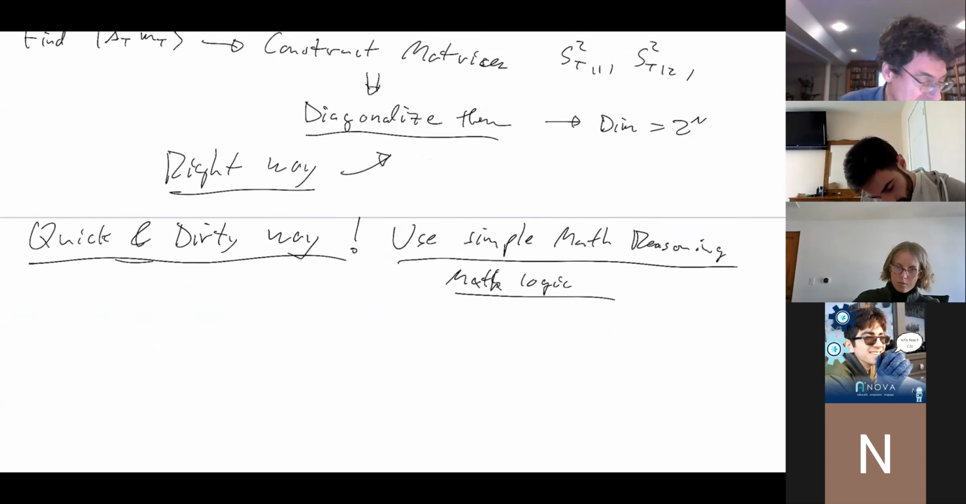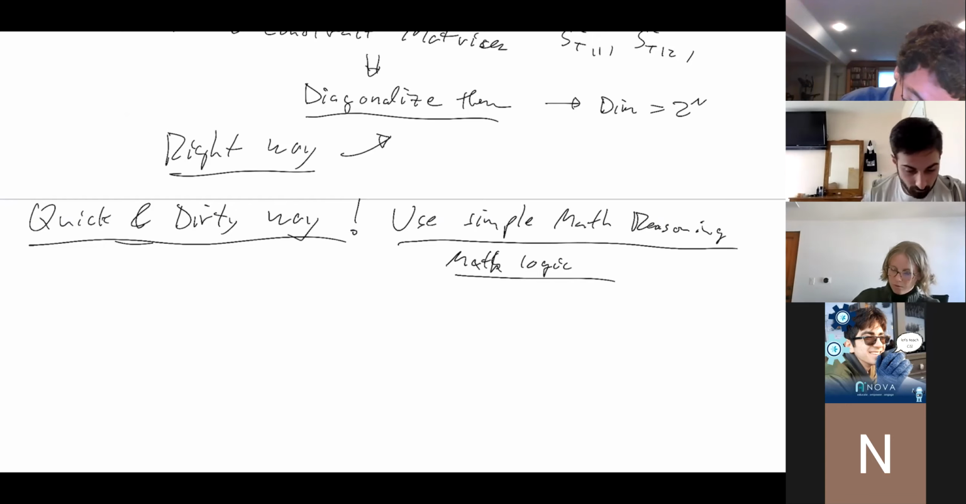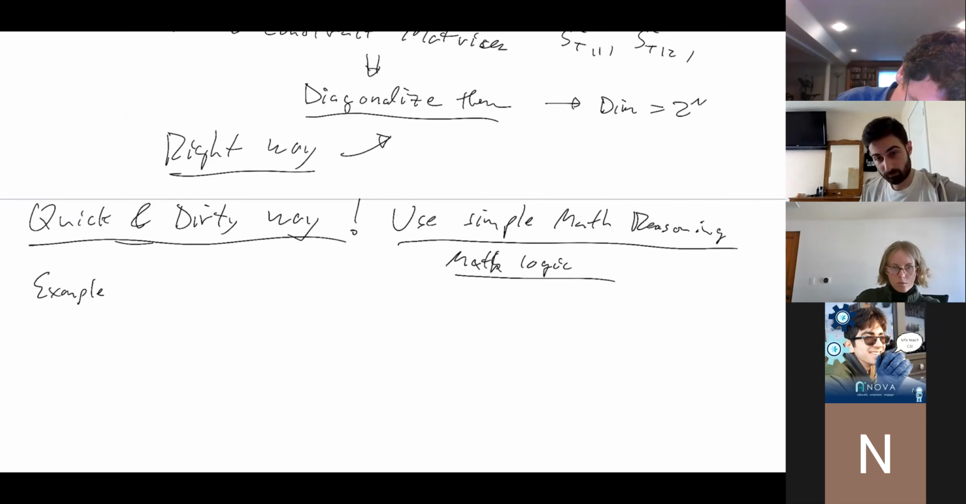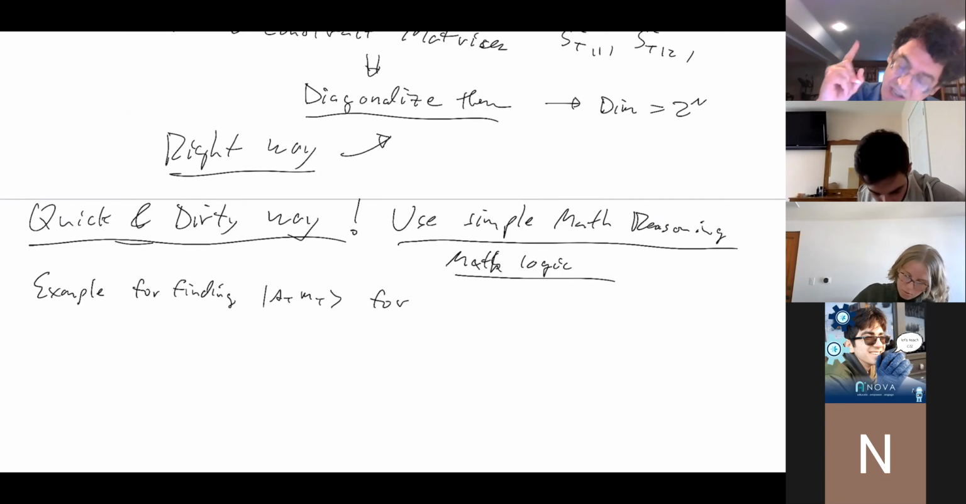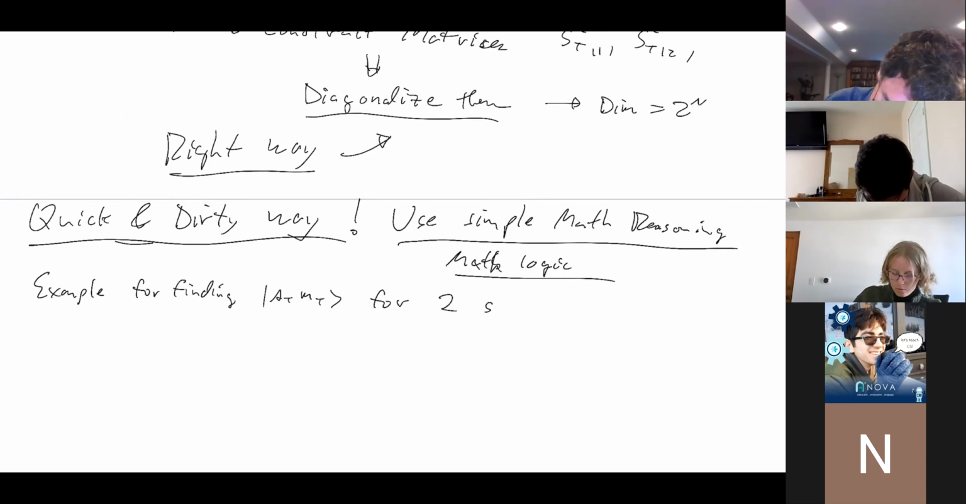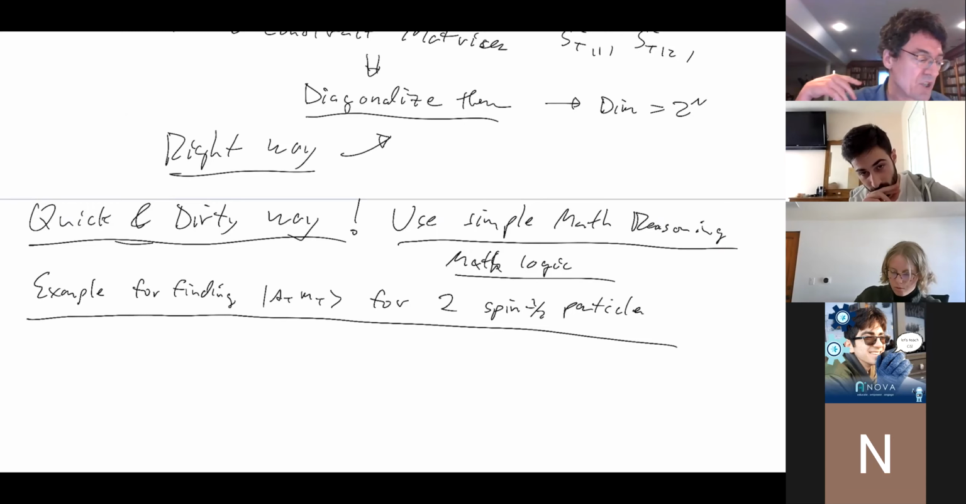And so let's do some math logic. Now I'm going to do a quick and dirty example, finding the total angular momentum eigenstates. The most important case is 2 spin 1/2 particles. I'm going to work through the details for this case, and then we're going to generalize it. We can generalize this concept for other cases.